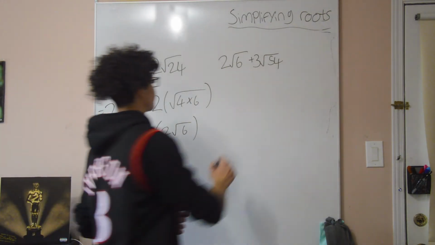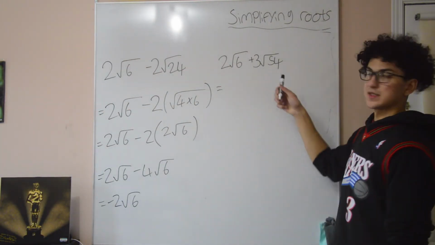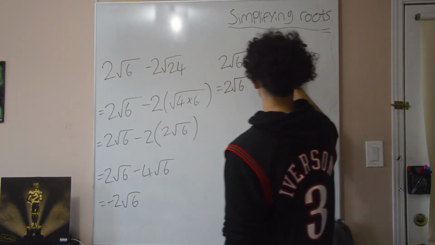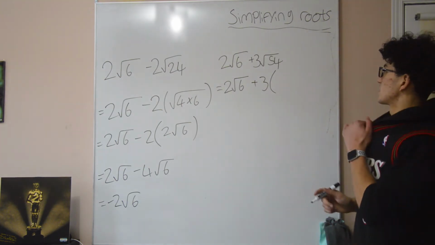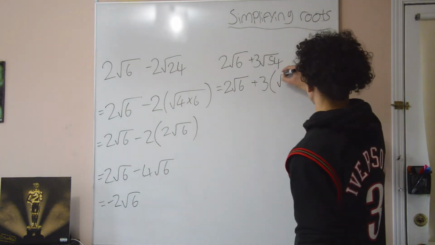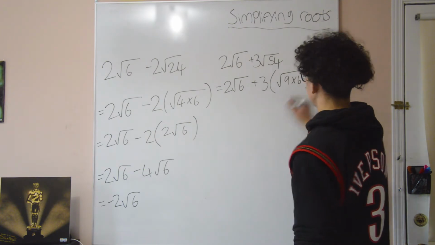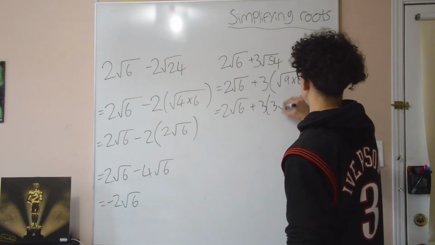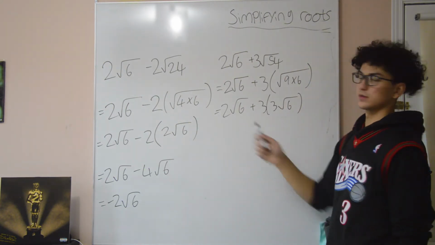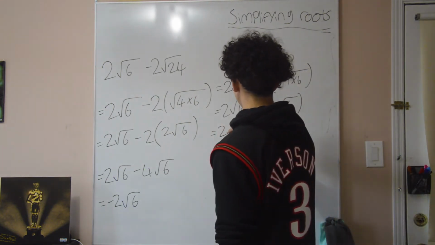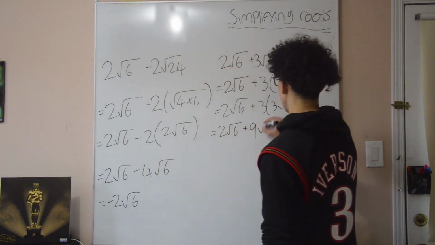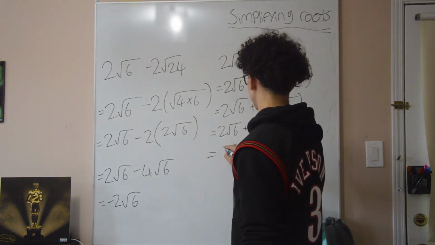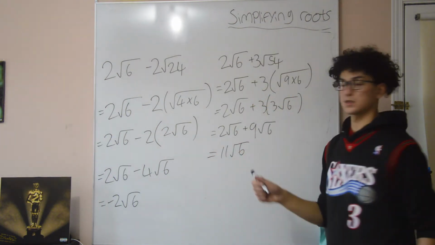Now let's do this one. Once again, they're not the same, but we can change the 54. So we get 2 root 6 plus 3 times, let's see, 9 times 6. That works. 9 times 6. That just becomes 2 root 6 plus 3 times 3 root 6. Bingo. Now they're the same. We get 2 root 6 plus 9 root 6, multiply 3 by 3. And our final answer becomes 11 root 6, just like that.